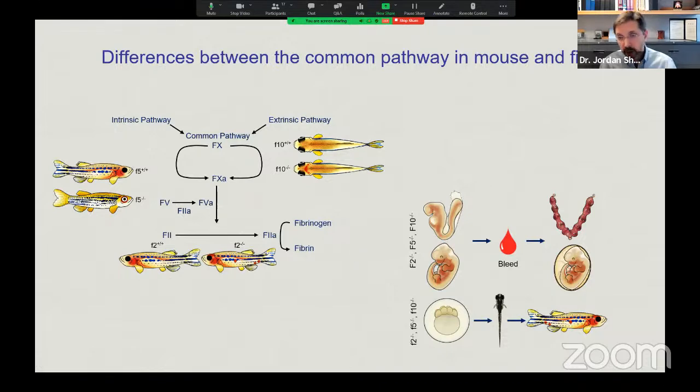And if we study that, we hope that we can find out why that is, and study that further and get some ideas about whether there may be some species-specific differences between humans and fish. And if we can exploit those, we might be able to treat bleeding disorders with that approach.